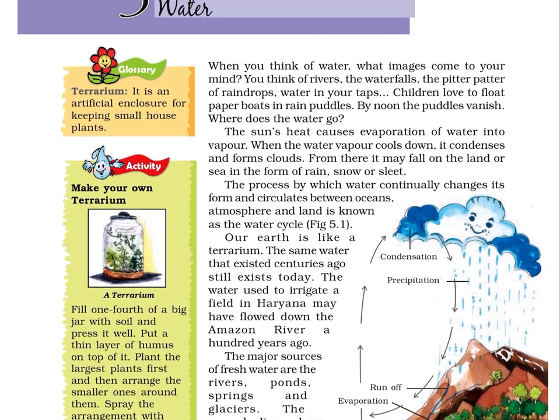The sun's heat causes evaporation of water into vapor. When the water vapor cools down, it condenses and forms clouds. From there, it may fall on the land or sea in the form of rain, snow, or sleet. The process by which water continually changes its form and circulates between oceans, atmosphere, and land is known as the water cycle. Refer to figure 5.1 on the bottom right side of the page.